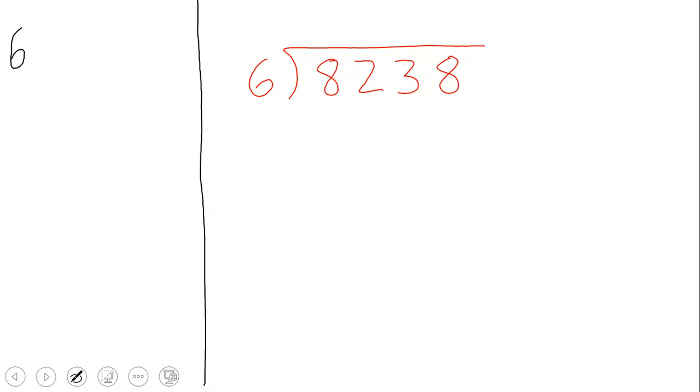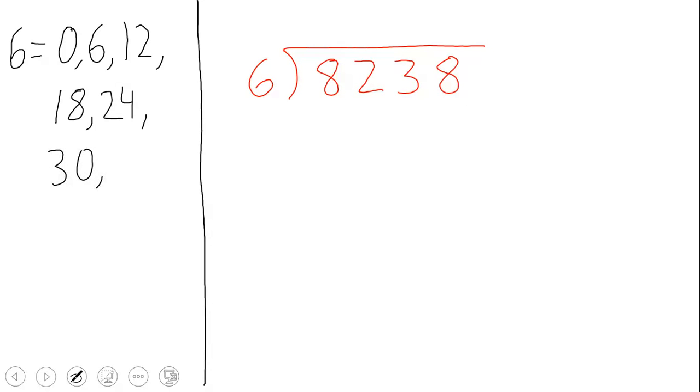Okay, so let's begin. 6 times 0 is indeed 0. 6 times 1 is 6. 6 times 2 is 12. 6 times 3 is 18. 6 times 4 is 24. 6 times 5 is 30. 6 times 6 is 36. 6 times 7 is 42. 6 times 8 is 48, and so on. Okay, we're going to leave it right there.